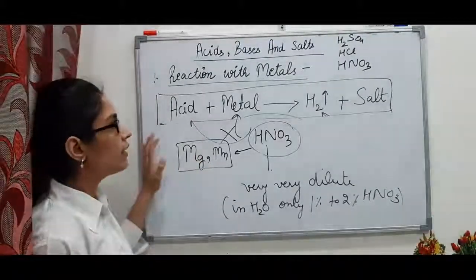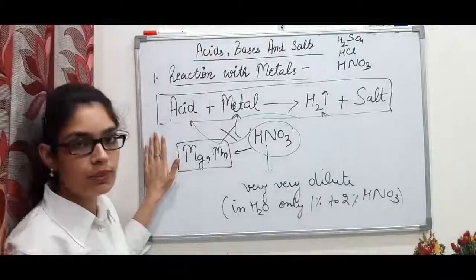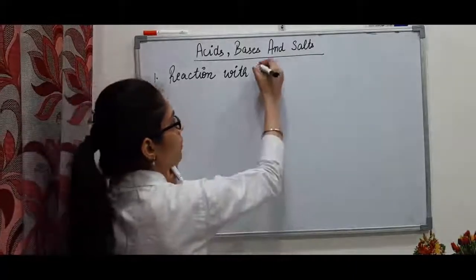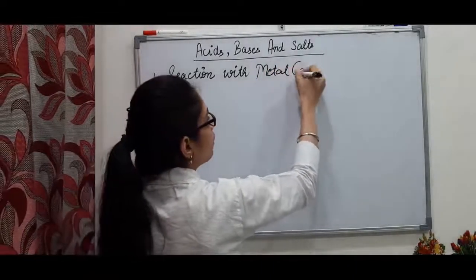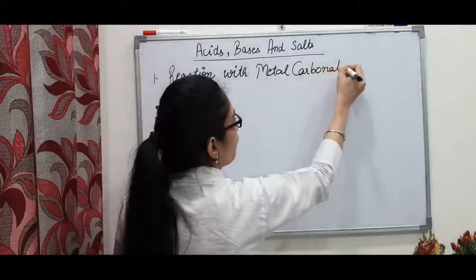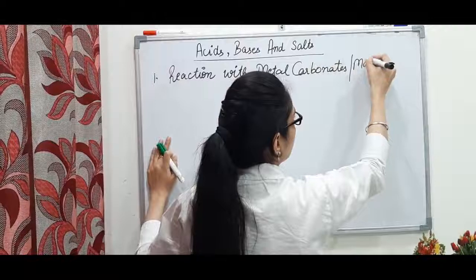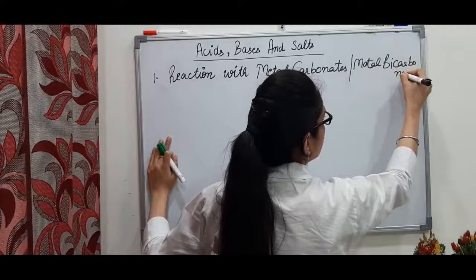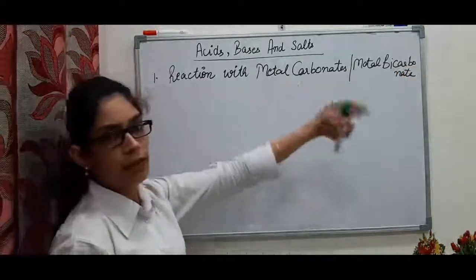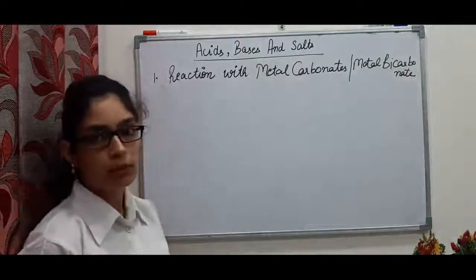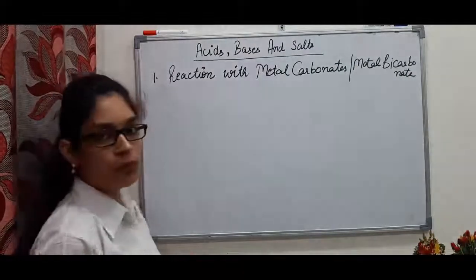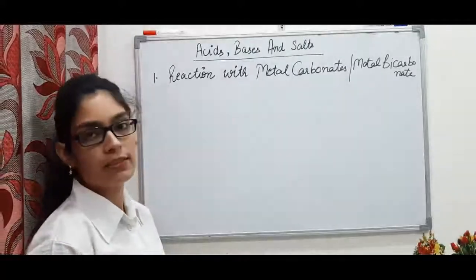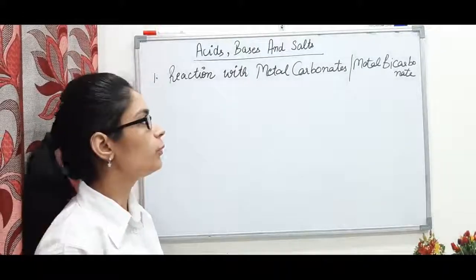So with this, reaction with metals has been completed. Now let's do the second one. So the next reaction is reaction with metal carbonates. Metal carbonates or metal bicarbonates. See, this reaction is the same for carbonates and for metal bicarbonates. The reaction will be the same. So I request you guys to watch this video till the end, because we are going to discuss all the chemical properties of acids in this video.